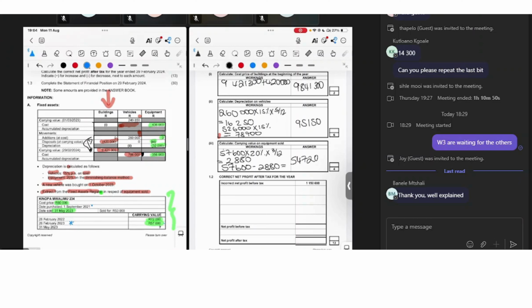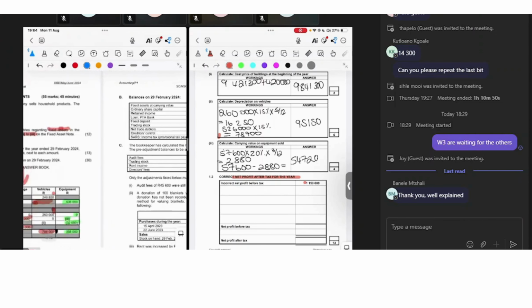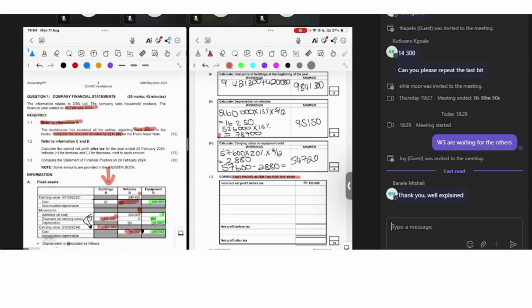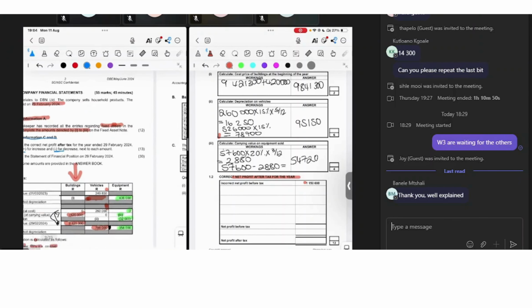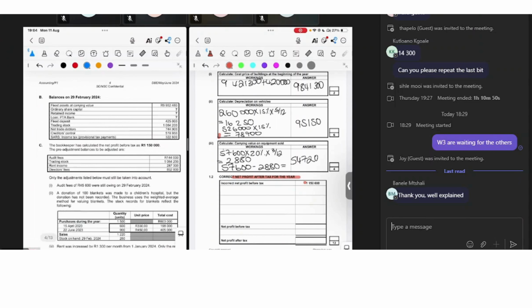Now the next part says we need to calculate the correct net profit after tax for the year. So we are given the incorrect one as 1,150,000. So let's look at the information. We're told here we need to refer to information C and D. So we skip B and we need to calculate the correct net profit after tax for the year ended 29 February 2024. Indicate a plus for an increase and a minus for a decrease next to each amount.